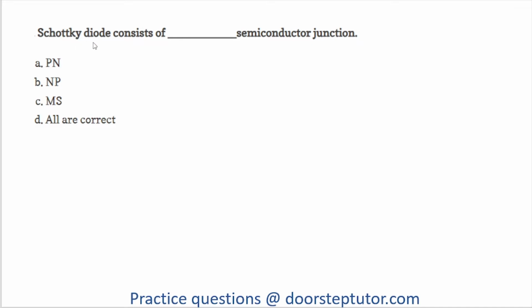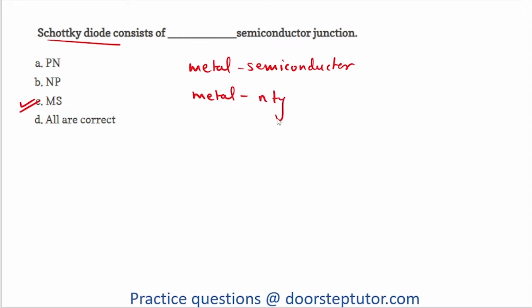The Schottky diode consists of a semiconductor junction. What kind of junction does it have? It always has a metal semiconductor junction. So the option that would be right is C. It always has a metal semiconductor junction, and generally it has a metal and n-type semiconductor junction.